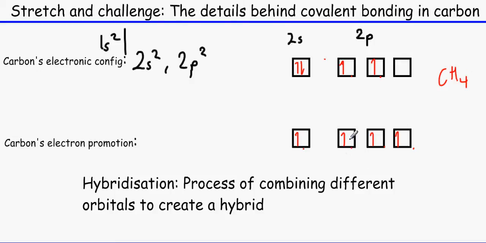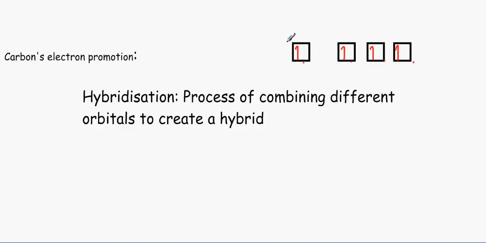So what happens now is a process of hybridization. What that basically means is all the orbitals coming together and combining and mixing with each other to form a hybrid. A hybrid meaning a product which contains, in this context, both an s orbital and p orbitals all stuck together. If we have a look at it over here, we have an s orbital, and we've got the p orbitals, the pz, py, and px. And hybridization happens over here to form a hybrid.